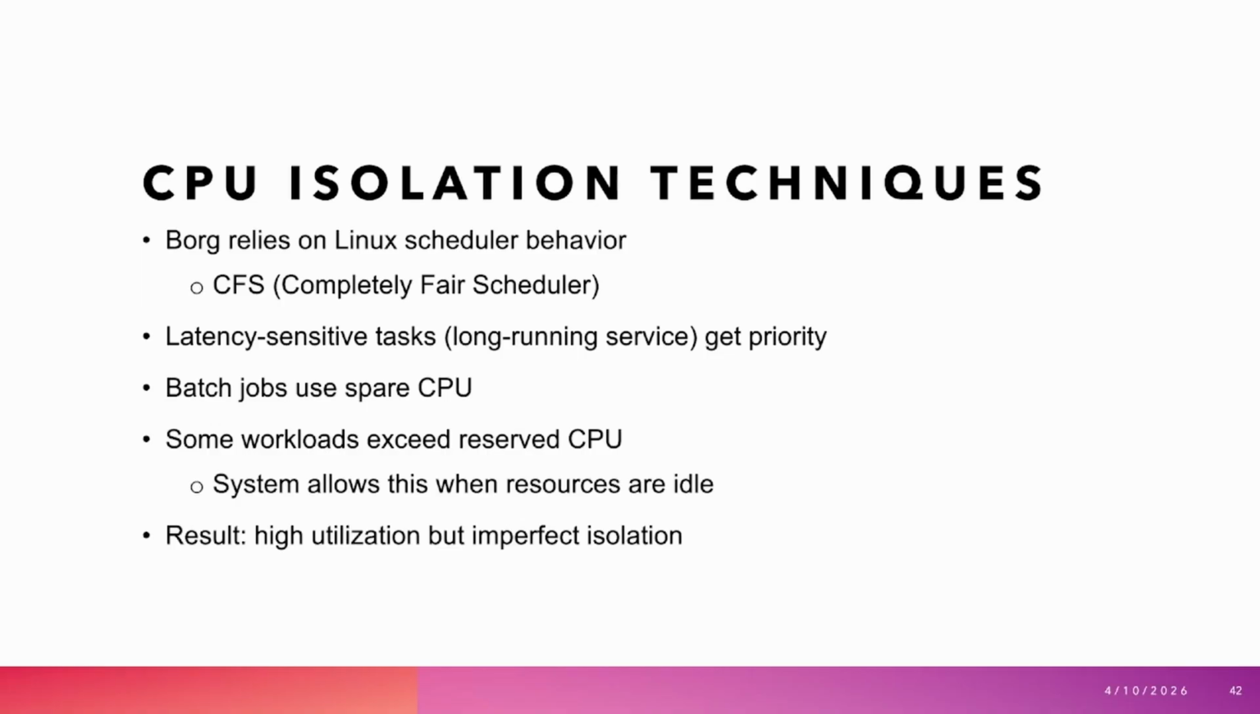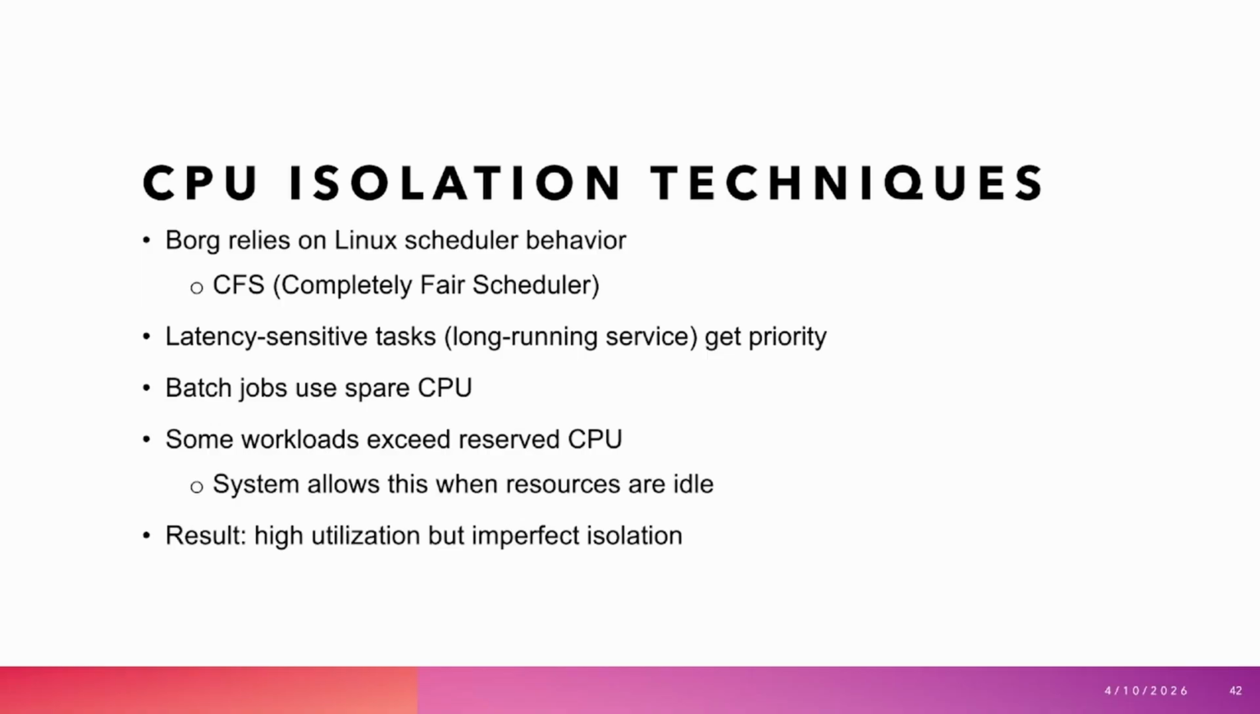One important distinction Borg makes is that latency-sensitive tasks and batch jobs are treated differently. Latency-sensitive tasks are typically long-running services, like user-facing applications, where responsiveness is important. Batch jobs, on the other hand, are more flexible. They can run in the background and don't require immediate results. Borg gives higher priority to latency-sensitive tasks to ensure that they remain responsive, while batch jobs are allowed to use whatever CPU resources are left over. This creates a kind of hierarchy where critical services are protected and less critical work fills in the gaps.